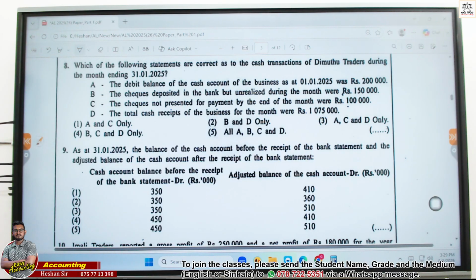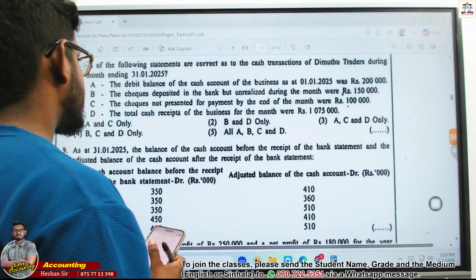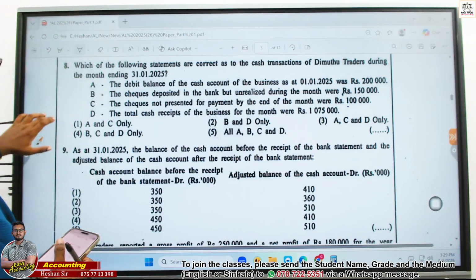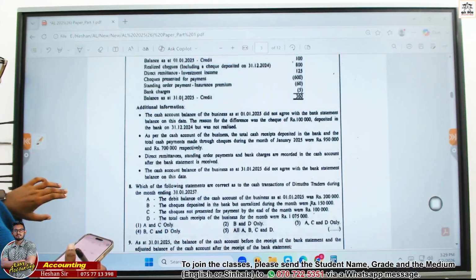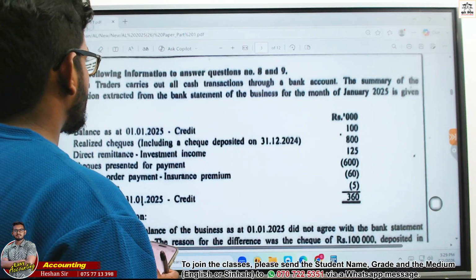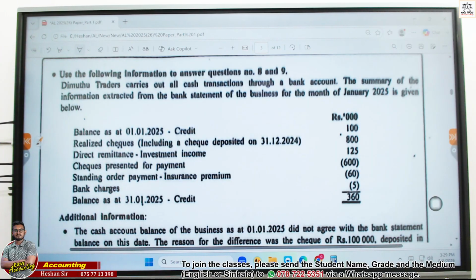8. Which of the following statements are correct as to the cash transaction of Dimdu trading? Use the following information to answer the question number 8 and 9.